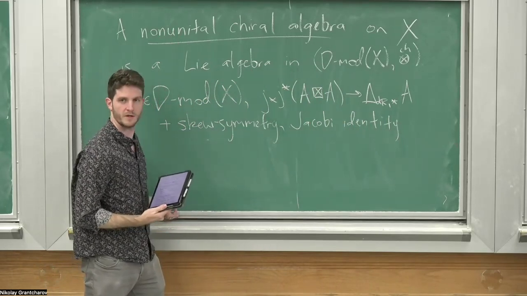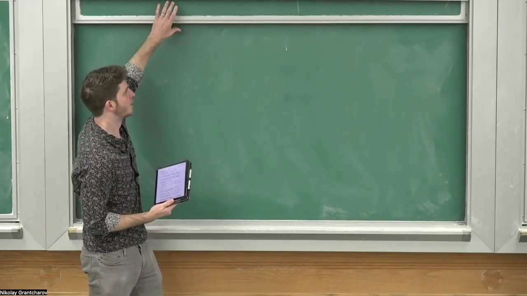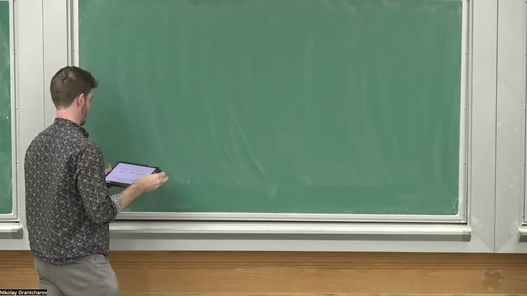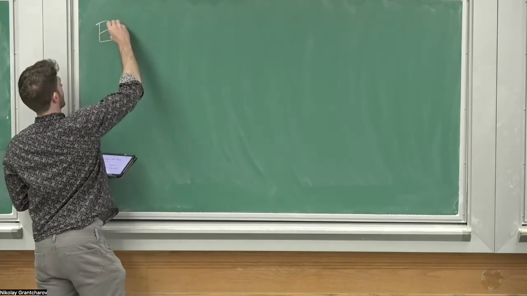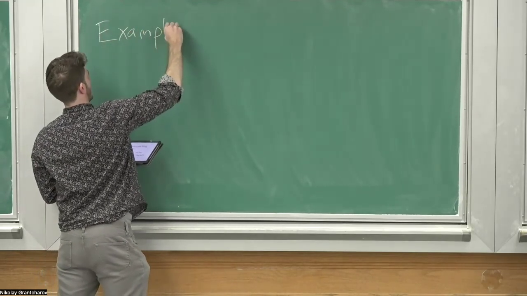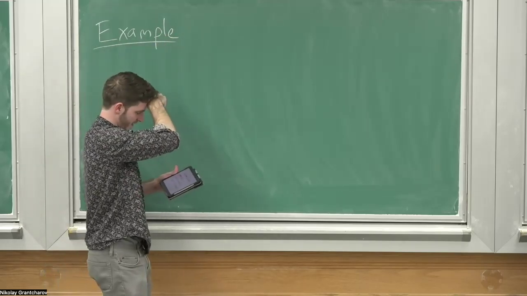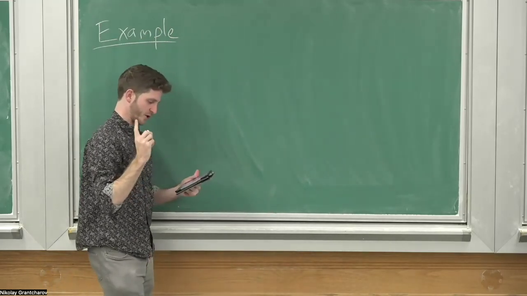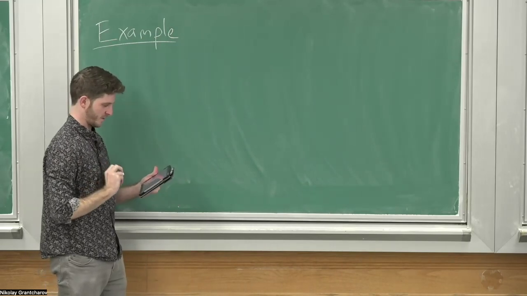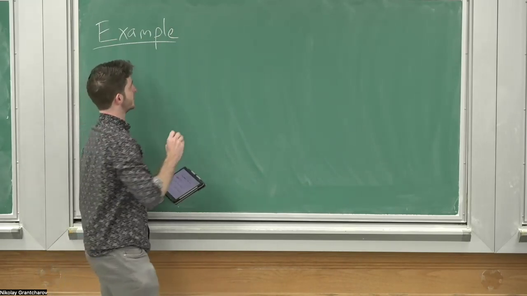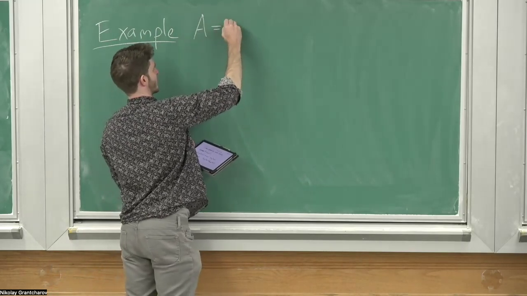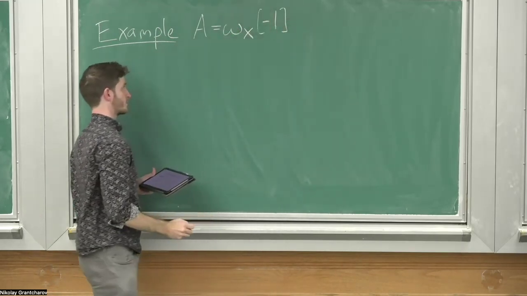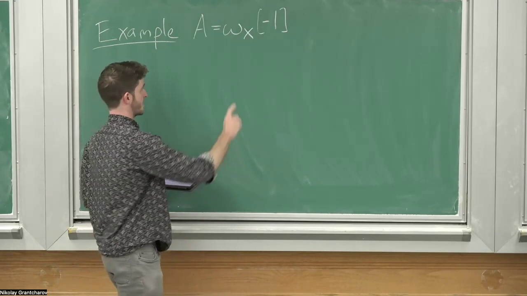Okay, question about the definition? Okay, so that's some definition. Let me give an example. And so here's where we're very likely going to get confused about two things. One, shifts, and two, twists by the canonical bundle. So we've run into this before in the seminar, so I'll try to make it clear what I'm talking about. So I'm going to define a chiral algebra structure on this object.